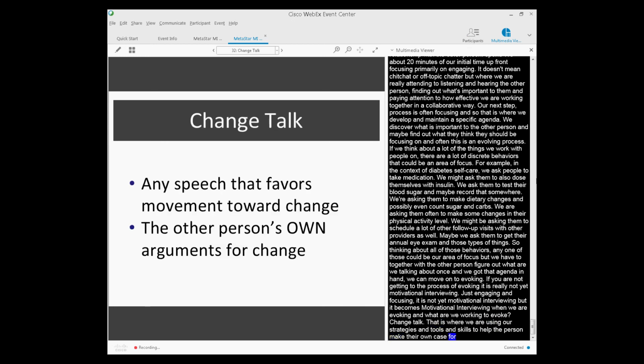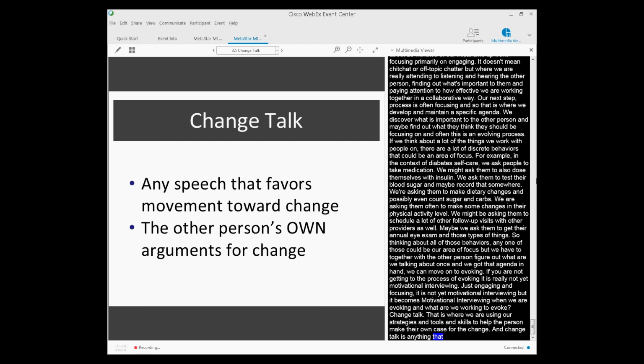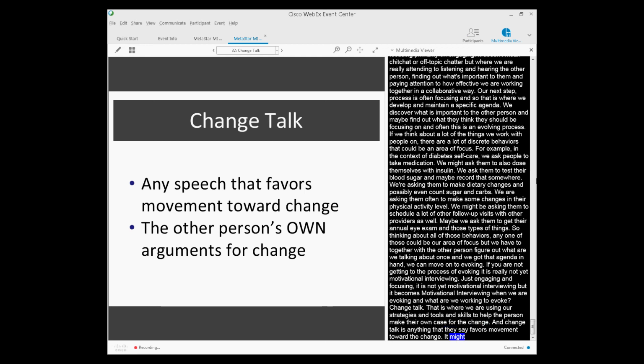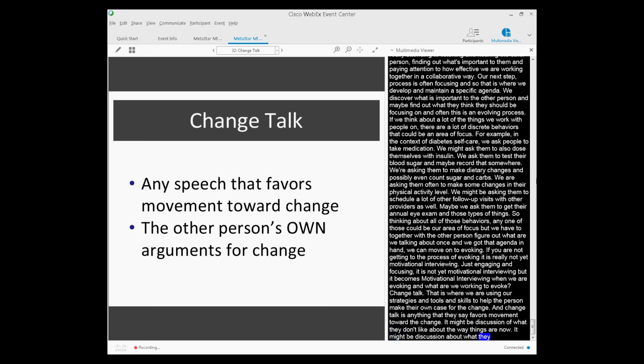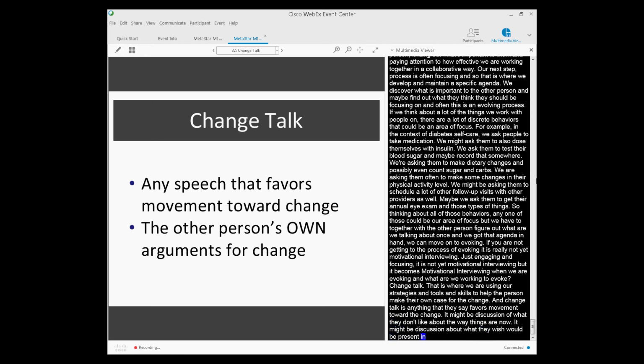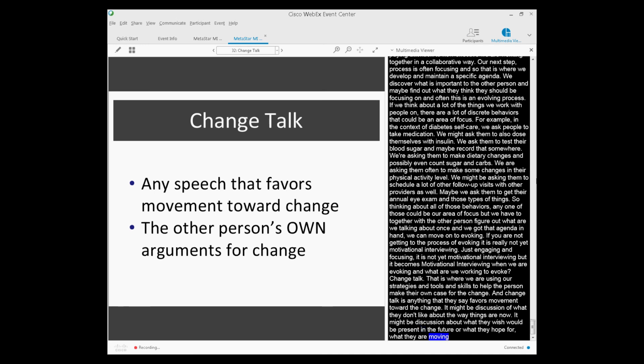And again, change talk is just anything that they say that favors movement towards a change. It might be some discussion of what they don't like about the way things are now. It might be some discussion about what they wish would be present in the future, what they hope for, what they're moving toward. All of that is change talk. The main important criteria is that it's the other person's own arguments for change, not ours.